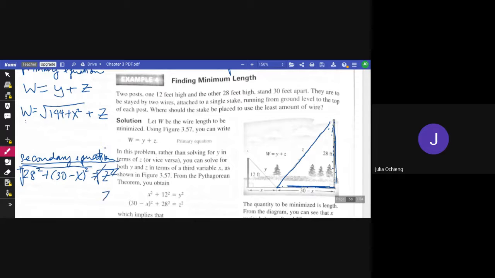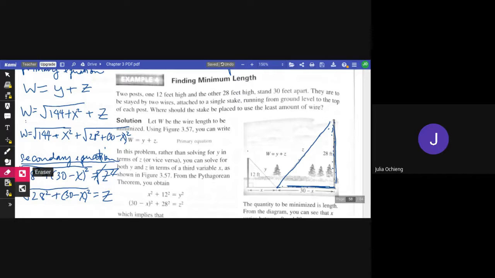I'm going to get rid of the square sign because the square root and square cancel each other out. So then z is equal to the square root of 28 squared plus quantity 30 minus x squared. So now I can replace z with this entire quantity. So w equals square root of 144 plus x squared plus the square root of 28 squared plus 30 minus x squared. So this is now what I want to optimize.